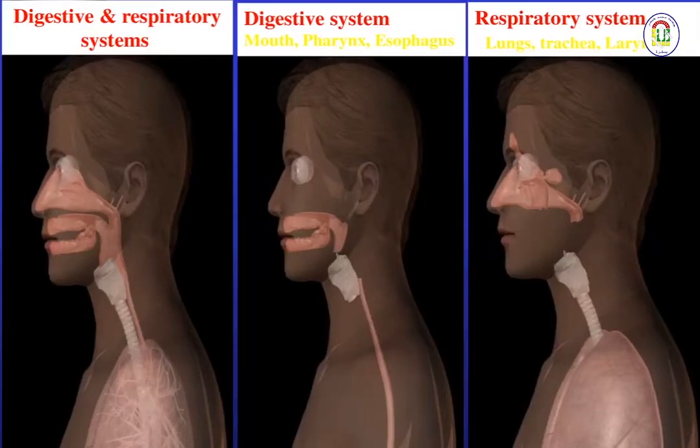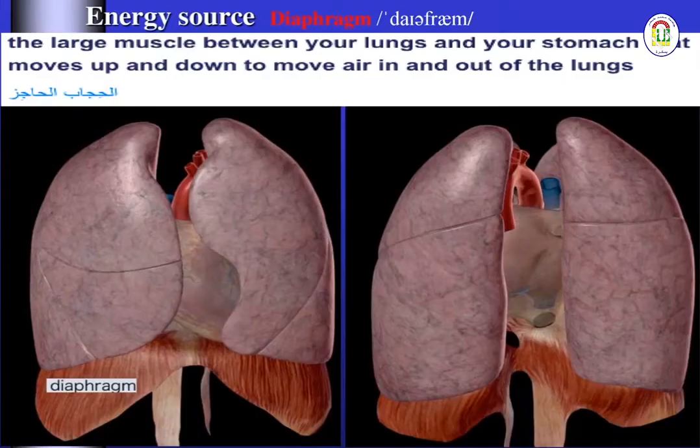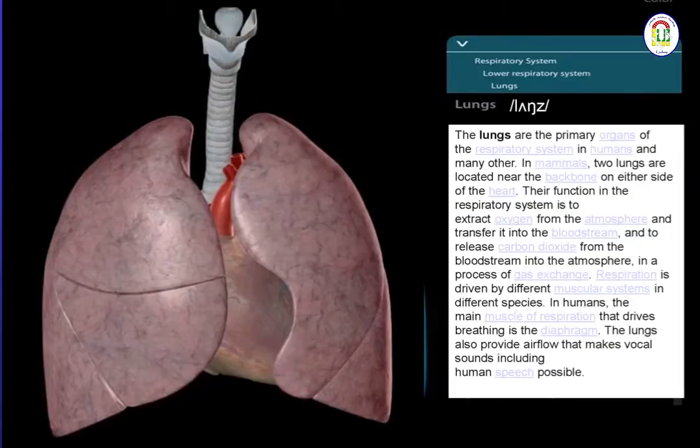So the larynx acts as a valve. We cannot speak and eat at the same time because the larynx can perform only one function, either moving food to the stomach or moving the airflow to the lungs. So the larynx functions as a valve to regulate the food and the air. The diaphragm acts as the energy source. It is the large muscle between your lungs and your stomach that moves up and down to move air in and out of the lungs. In Arabic, it is called hijab al-hajiz.